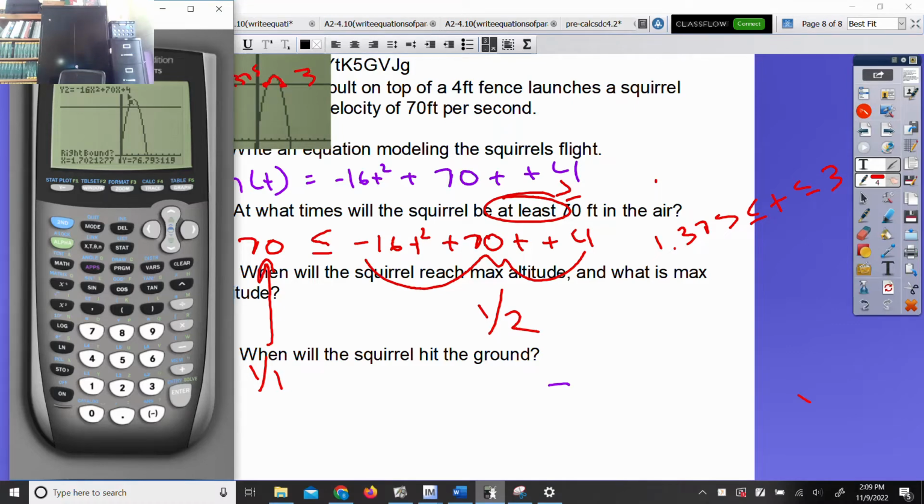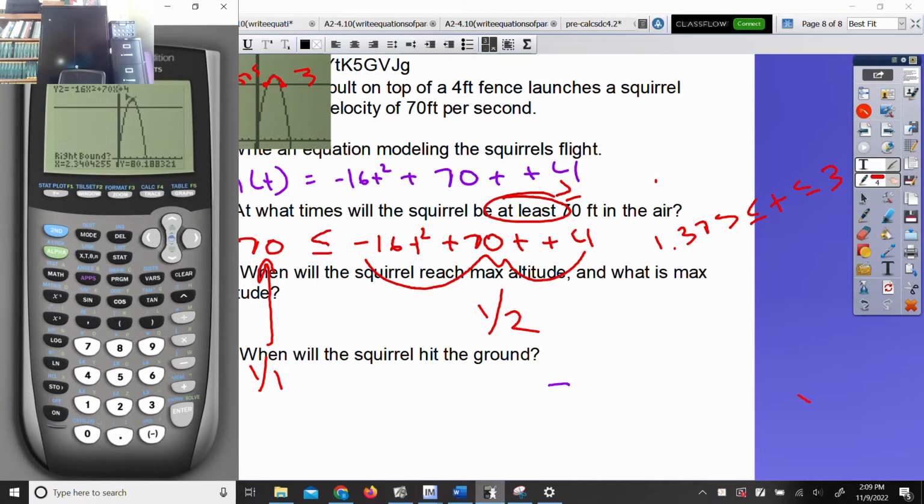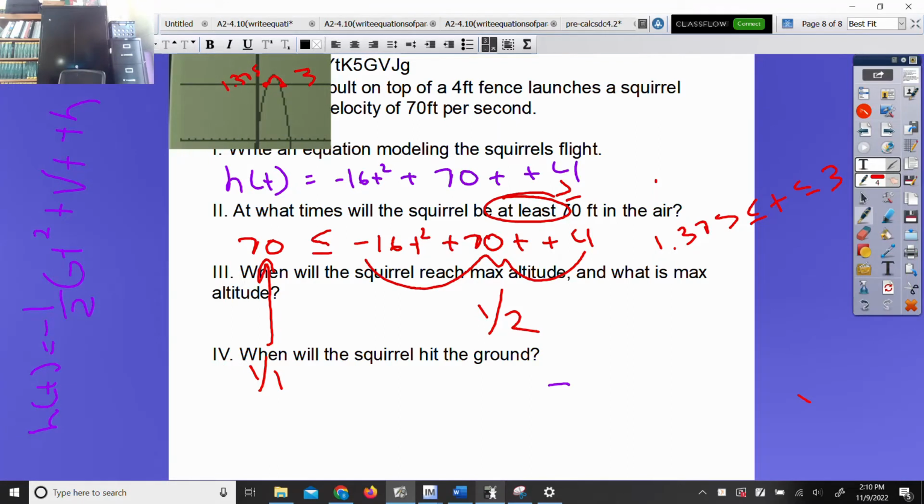Now it wants a right boundary. Take the cursor and move it to the right. Press enter. And now it wants a guess. Enter. Enter. There's your maximum. Happens in 2.19 seconds. That's the x value. And what's the height? 80.56. Time is roughly 2.19 seconds, and the height is roughly 80.56 feet.